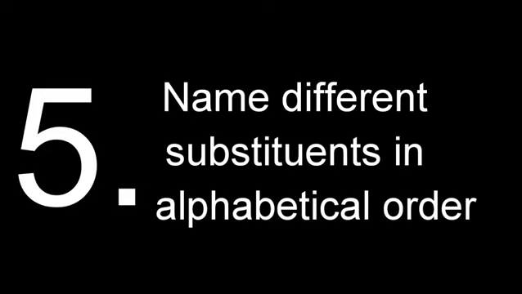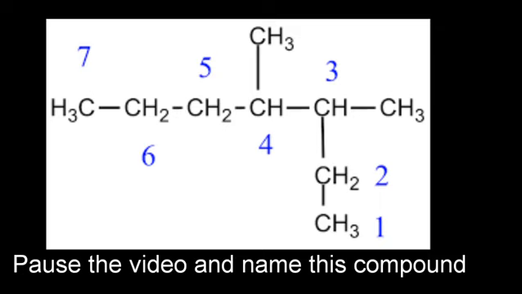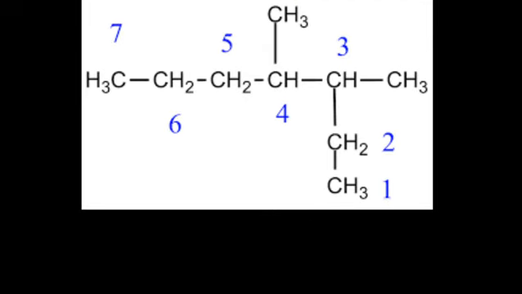Rule number 5. If you have different types of substituents, you name the substituents in alphabetical order. There are some examples you may look at, take notes, and copy them down.